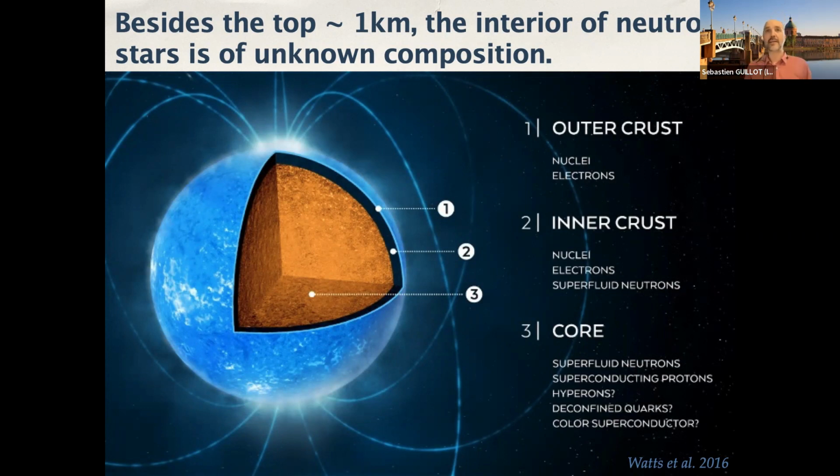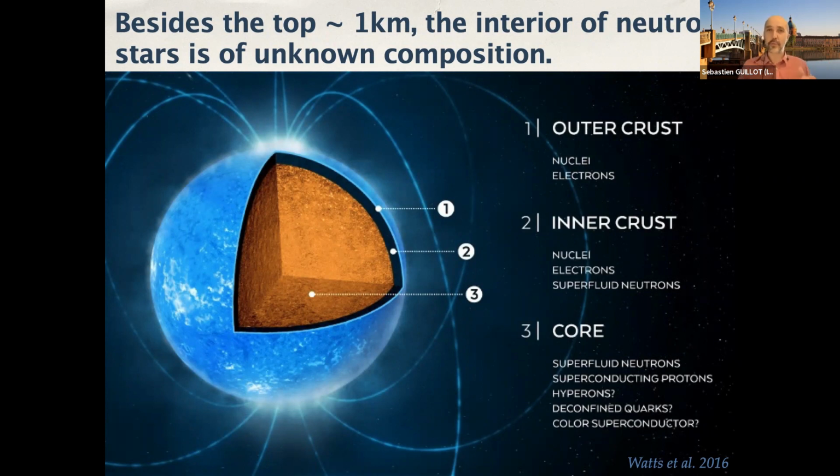And then as you go deeper, you enter the inner crust, and the nuclei become, as I was saying, more and more neutron rich. And at some point, some of those neutrons will drip out of those nuclei. So you have a sort of a lattice of neutron-rich material, surrounded by a superfluid of neutrons.